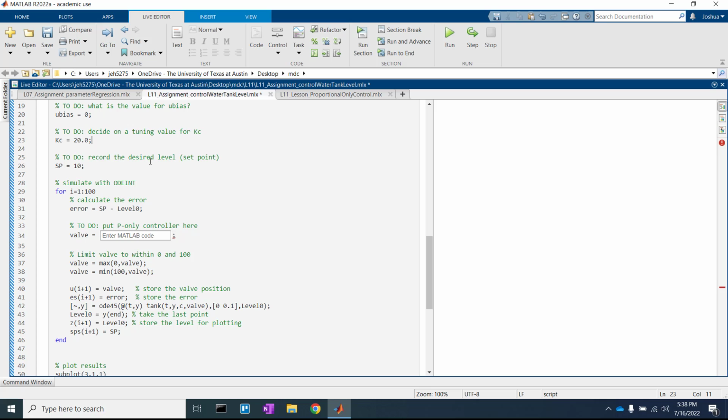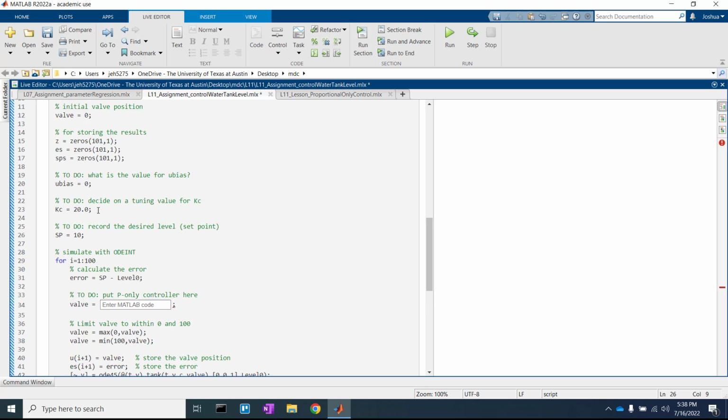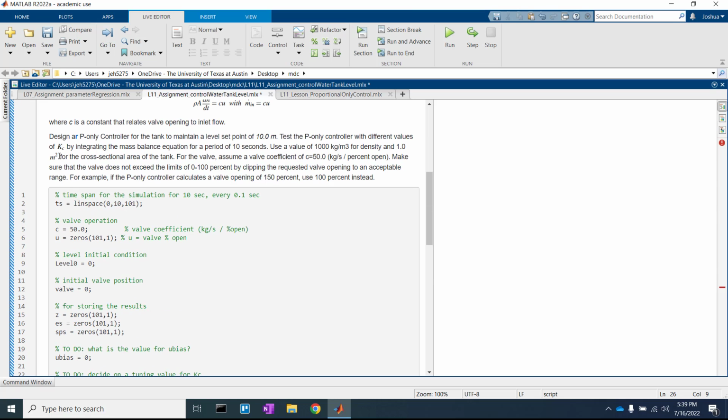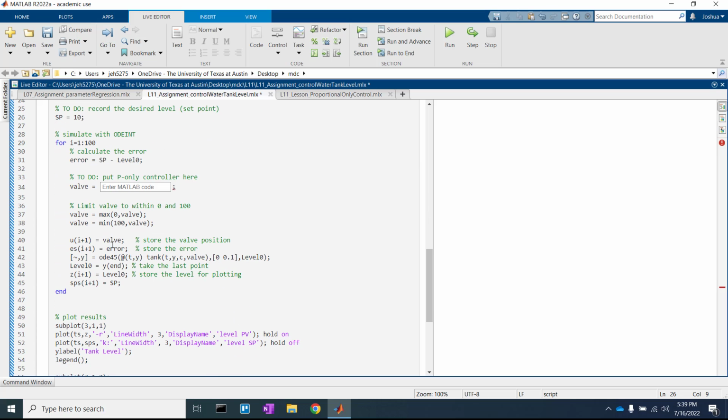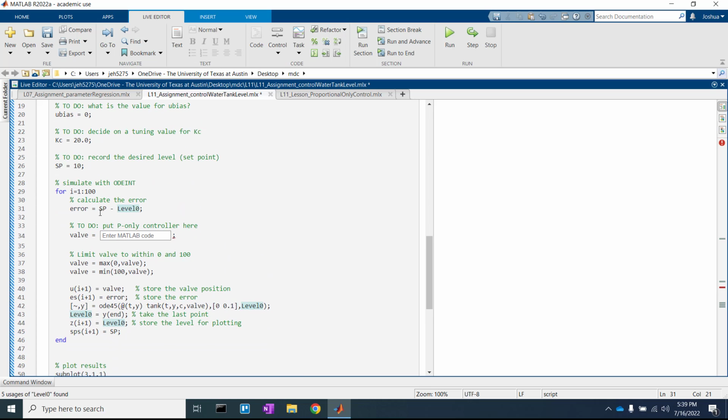Finally, we want to record the desired level. So we'll set that equal to 10. These are in meters because our area is in meters. So if we take cubic meters, which is what we get when we divide by the density, and we divide out the area, then we'll get a height in meters. So now we get an error, which is the set point minus level 0. Level 0 is our initial level.